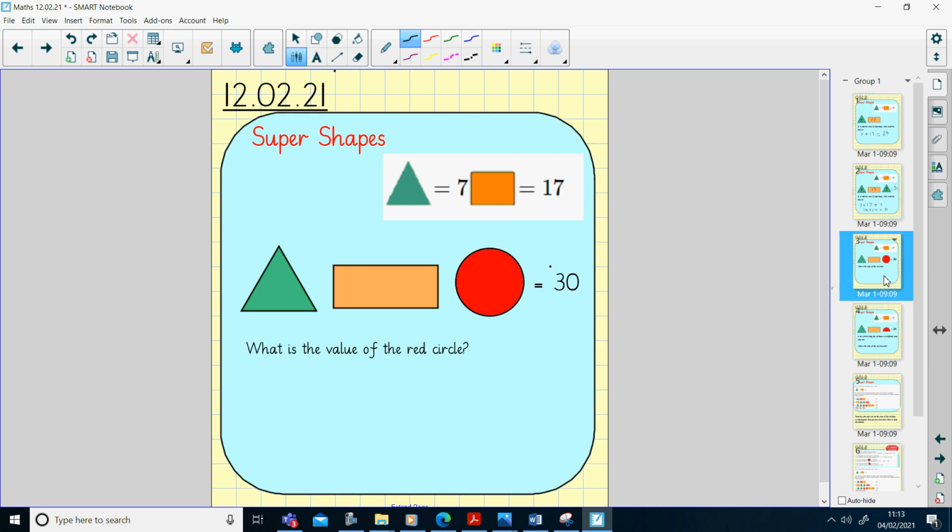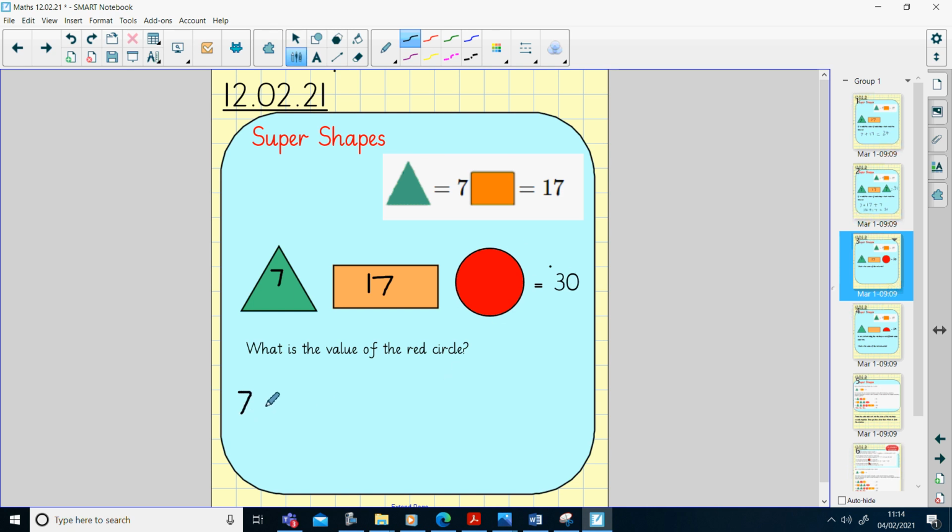Now, if you see a red shape in a sequence today, we need to work out the value of the red shape. And in each question, the value of the red shape will change. So, on the board here, we've got the green triangle, which we know is 7, the orange rectangle, which we know is 17, and altogether, the pattern equals 30. So we've got to work out, using the information we know, what this missing value is.